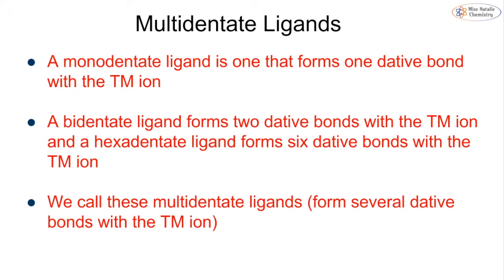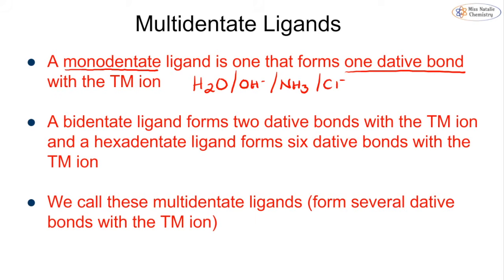Now we're going to look at what we call a multidentate ligand. So everything that we have looked at so far has formed one dative bond, and we call that a monodentate ligand, where we have one dative bond. So that would be like your water, your hydroxide, your ammonia, and your chloride.